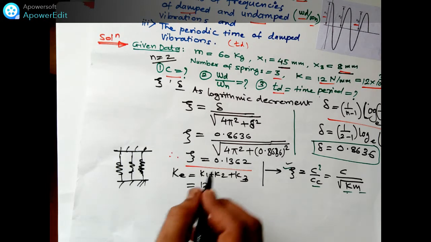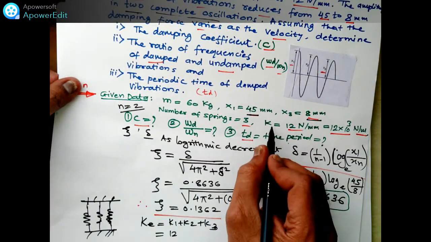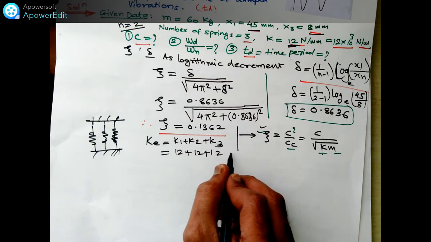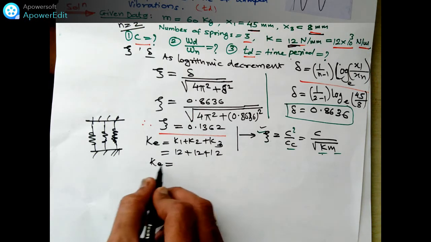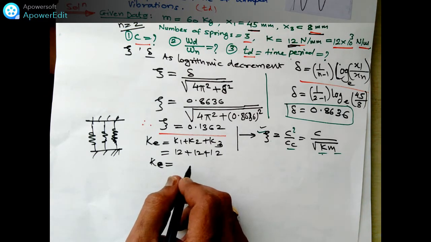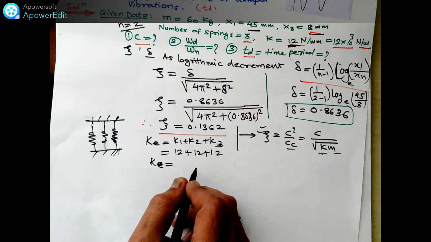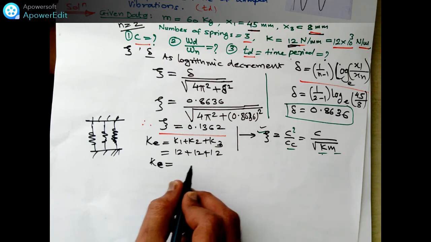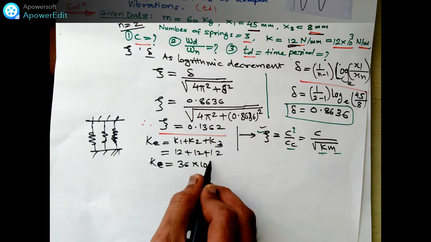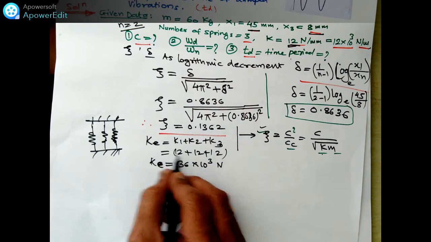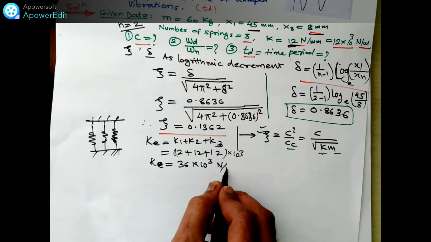Okay. Each spring's stiffness is given. K1, K2, K3 are the same, in this case 12, 12 plus 12 plus 12. So what is the value of Ke then? The equivalent spring stiffness Ke becomes 36 into 10 raised to 3 Newton per meter.